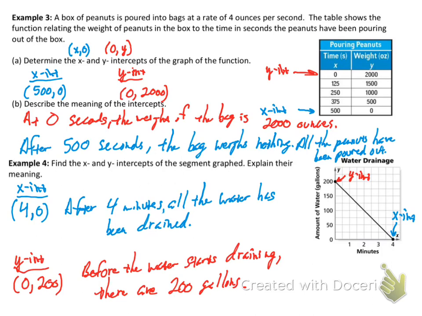Alright, so in this graph of the water drainage, your x-intercept is saying after 4 minutes, there's no more water left. All of it's been drained out. Okay, the y-intercept is saying at the very beginning, before the water starts draining, there are 200 gallons of it. Alright, so that's what your intercepts mean.